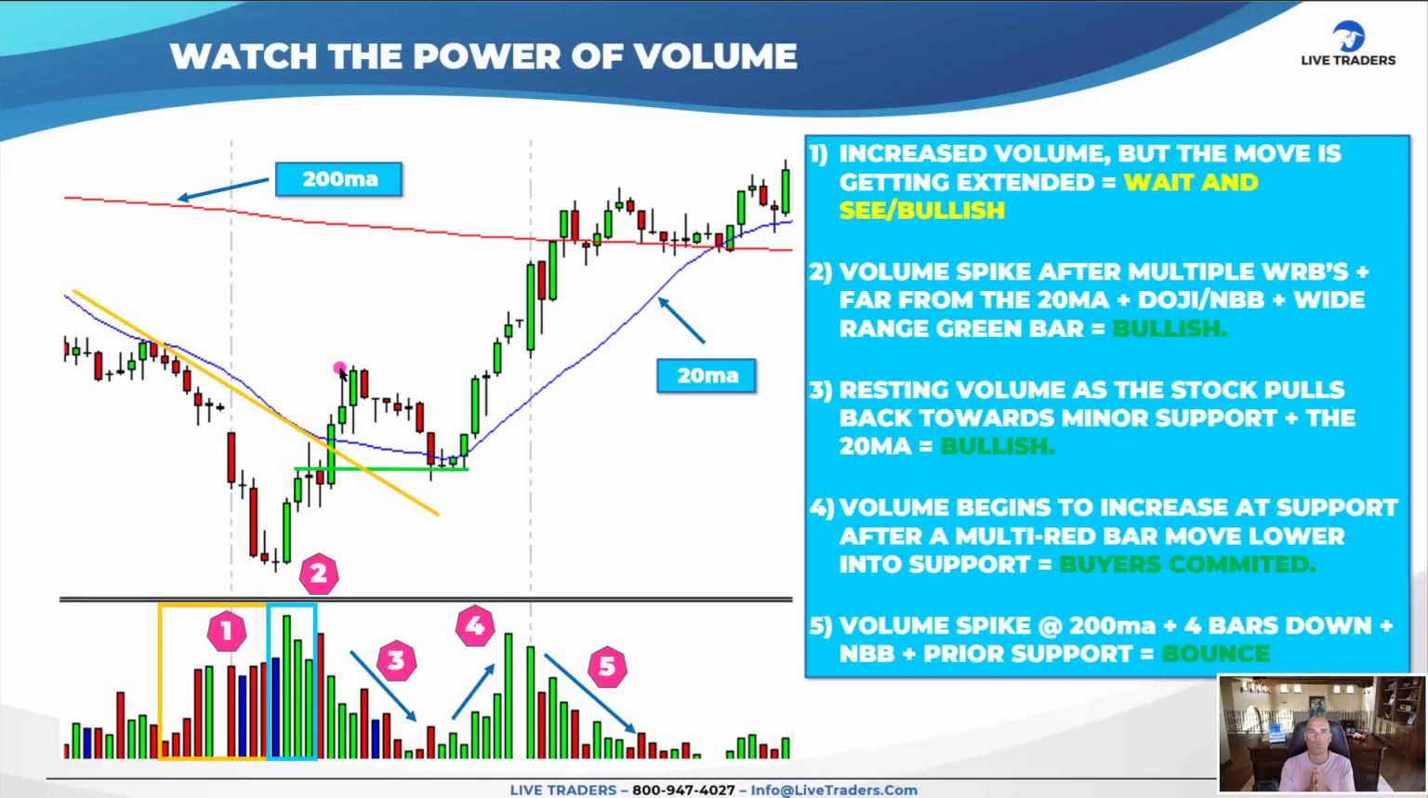Now gold is going to happen because now I'm just going to wait for the pullback. And in this case, I get red bars. You can see the fighting right here. This is good. Buyers are holding this thing up, continues a little lower, but now what happens? Resting volume as the stock pulls back towards minor support and the moving average. See the resting volume right here? The decrease in volume. That's what I want to see.